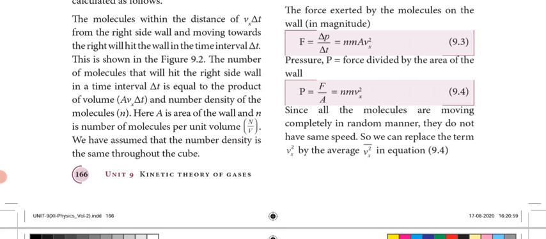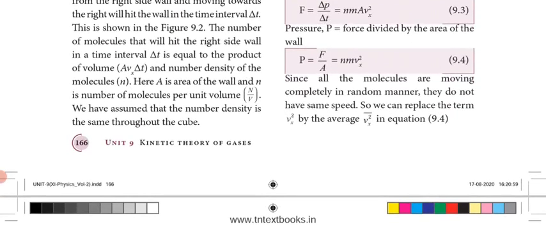So distance is nothing but vx into del t, and the molecule will hit the right side of the wall in the time interval of del t. The number of molecules that will hit the right side wall in the time interval of del t is equal to the product of the volume. So what is volume? Area into distance, and that is A into Vx del t.